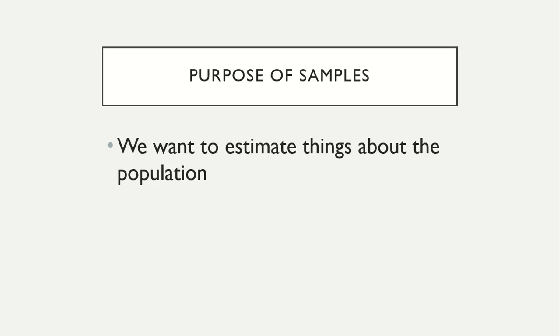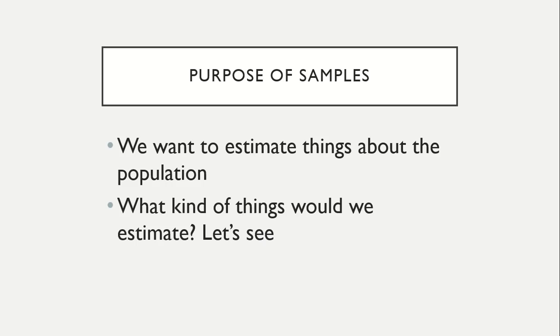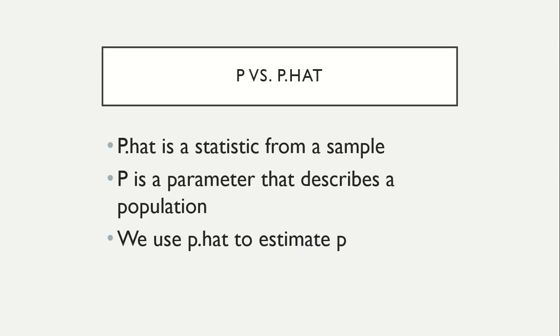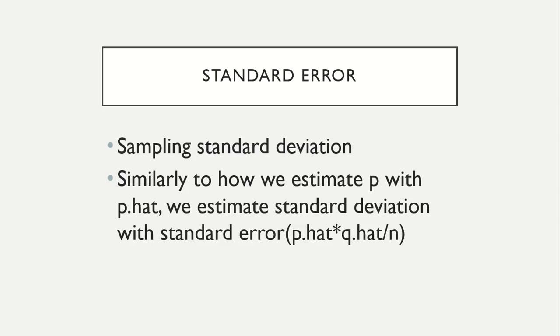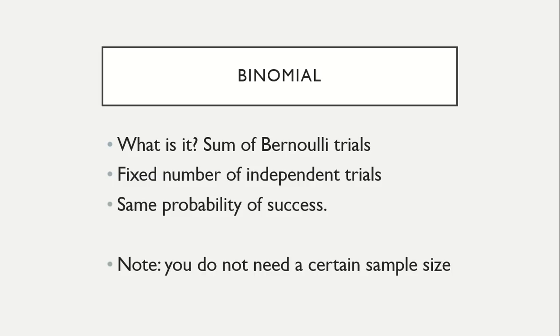This is similar. The purpose of samples is to estimate things about the population, and we would estimate several things. So one is P. P-hat is a statistic from a sample, whereas P is a parameter that describes a population. And as I mentioned, we're using P-hat to estimate P. Similarly, we're using standard error to estimate standard deviation, as I've worded it here. And what standard error actually is, is the sampling standard deviation.